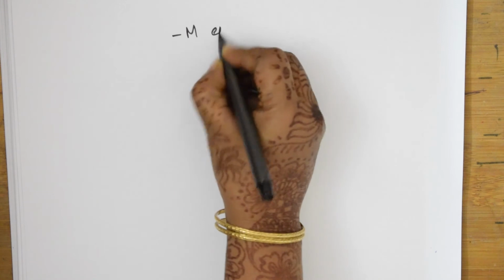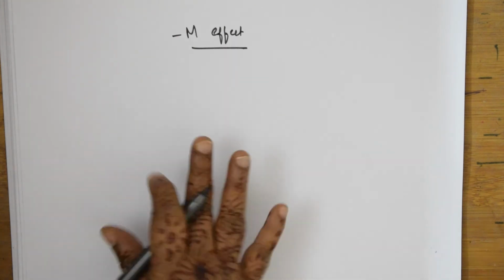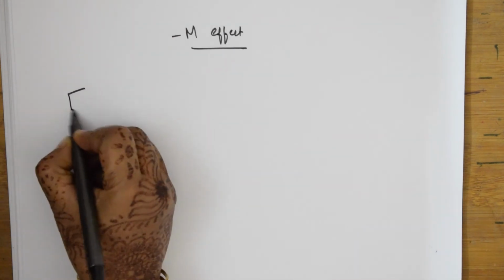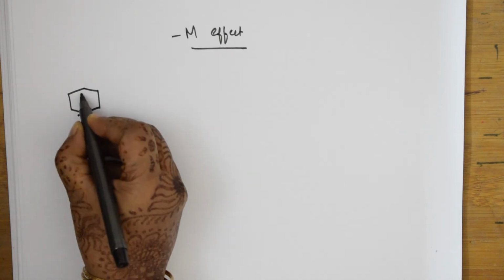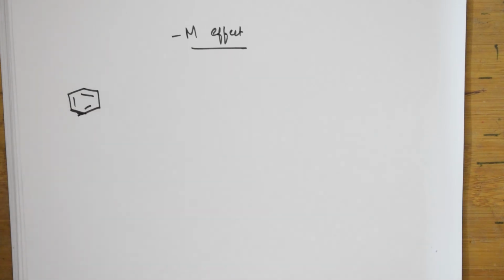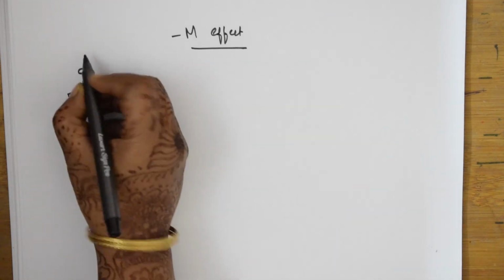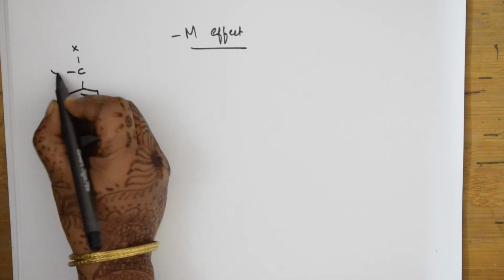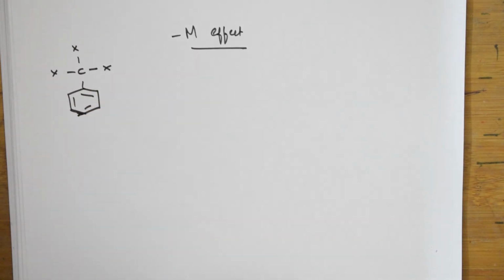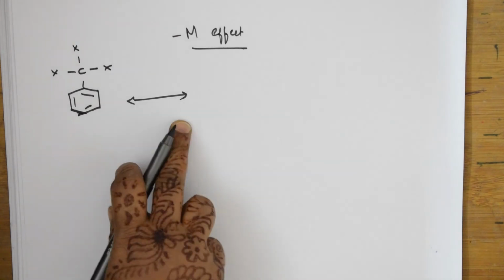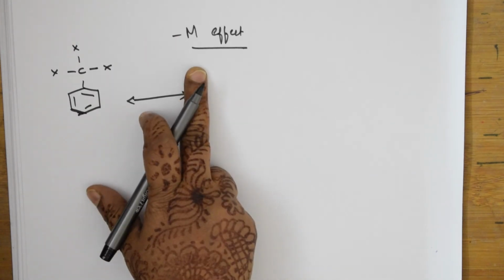So minus M effect groups, we've already seen them. What are they like? Cyano group, CX3, like the halogen, if the halogen is present. Let me take an example with CX3. I have a benzene ring with pi electrons, and now I have a minus M group, that is an electron withdrawing group, with 3 halogens. Okay, right. So done.